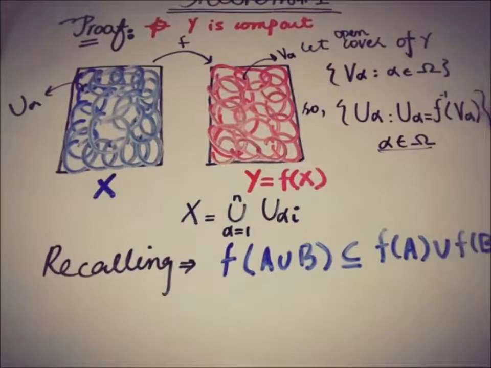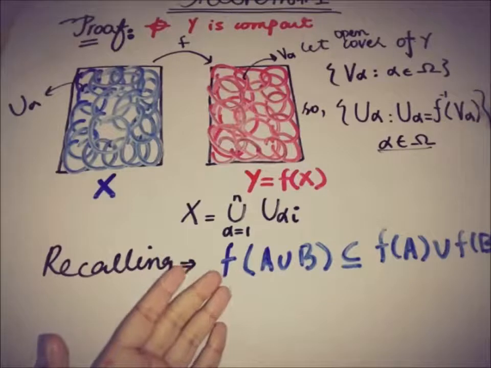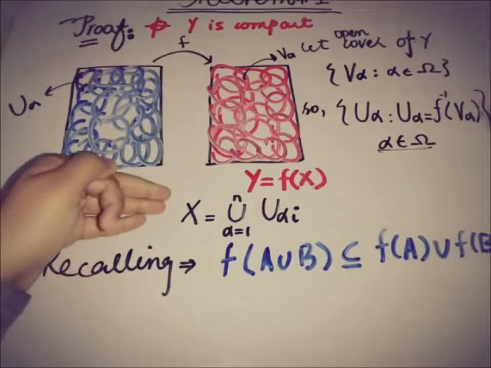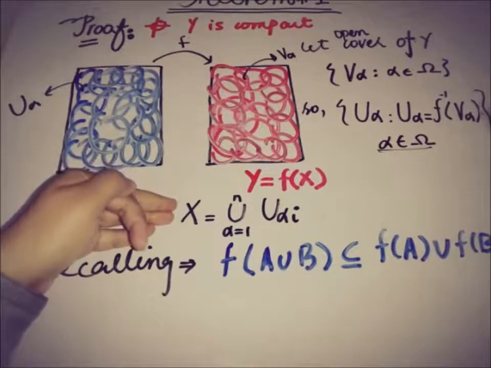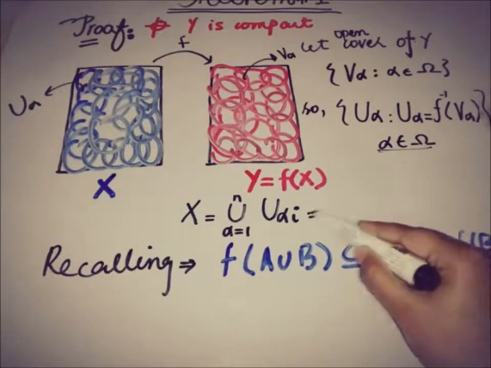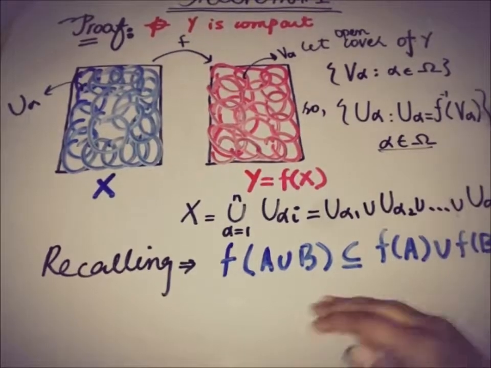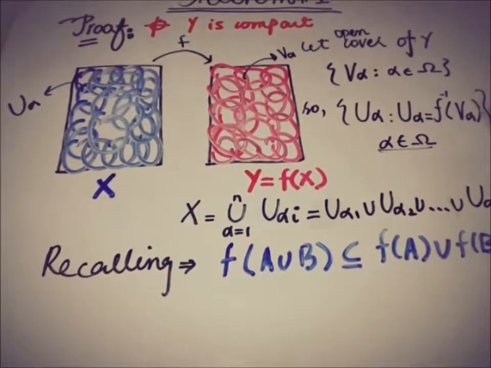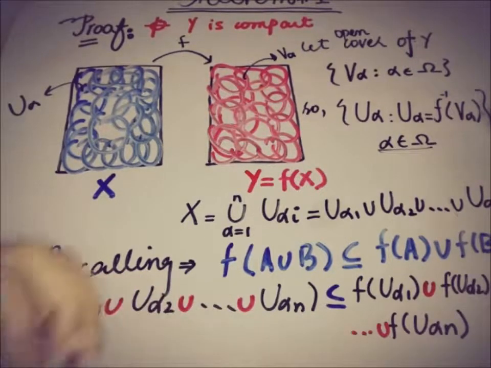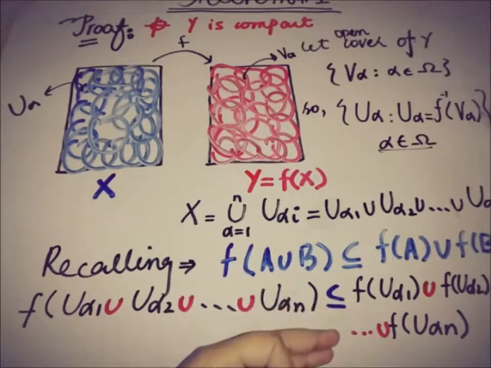That is, the property is that the image of the union of sets is a subset of the union of the individual images. So now we have sets U alpha 1, U alpha 2, and so on. We'll apply this property on this set, that is, f of the union of U alpha 1, U alpha 2, up to U alpha n is a subset of the union of the individual images, the image of U alpha 1 union the image of U alpha 2 and so on up to the image of U alpha n.